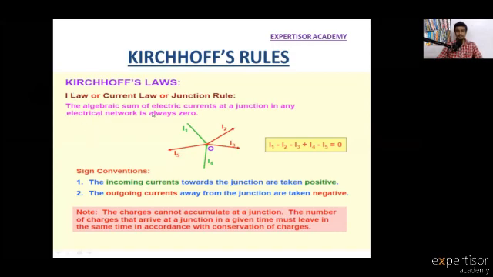See the definition of Kirchhoff's first law. The algebraic sum of electric currents at a junction in any electrical network is always zero. Look at this origin point. Consider this origin point as a junction.